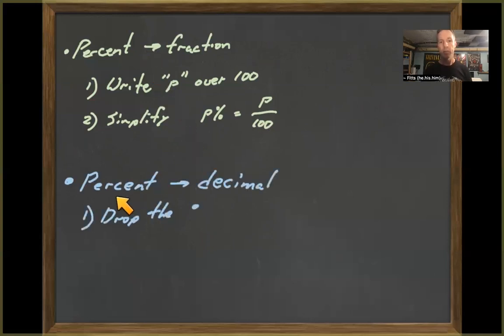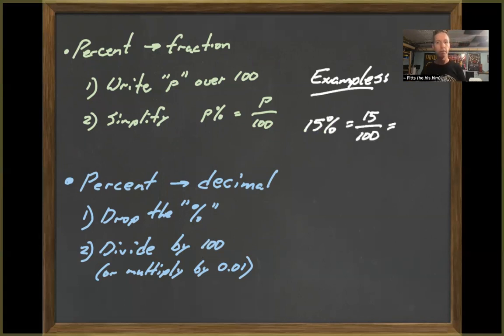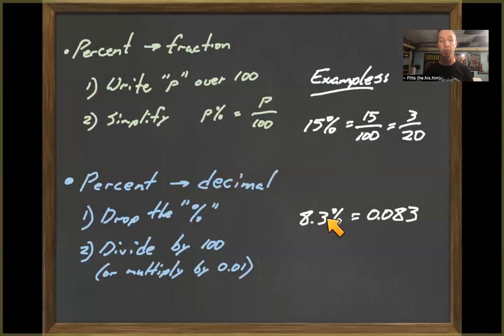Percent to decimal. You're going to drop the percent symbol. It's basically the same thing, only you're going to take it one step further and actually divide this. So you drop the percent symbol and then divide by 100. That's why I put those two together, because it's pretty much the same thing. So let's look at some examples. 15%: I drop the percent symbol, divide by 100, and then simplify. And you can do this all in your graphing calculator. 8.3%: 8.3 divided by 100 is 0.083.